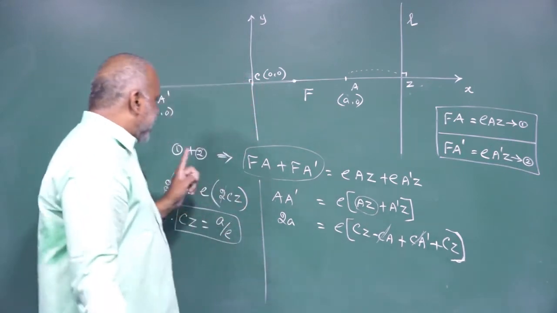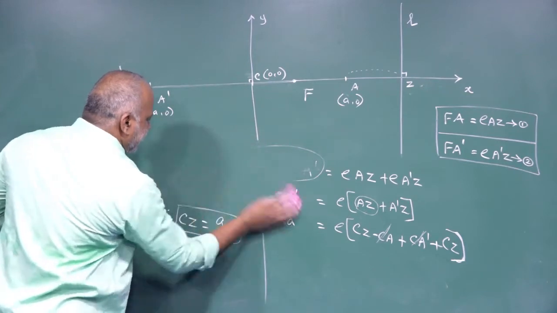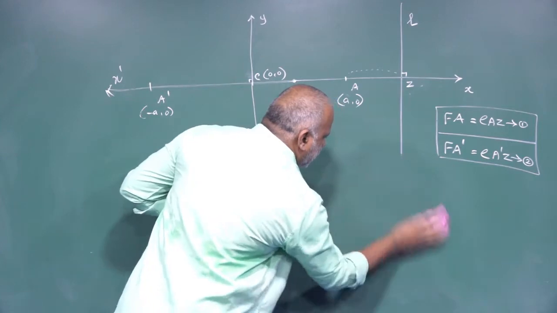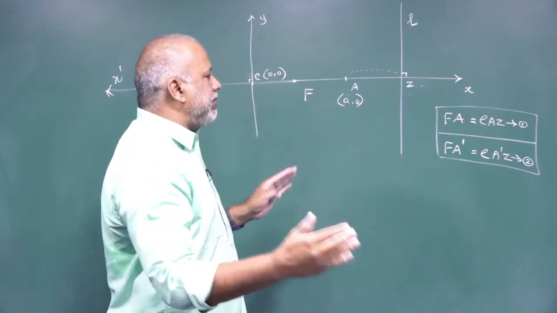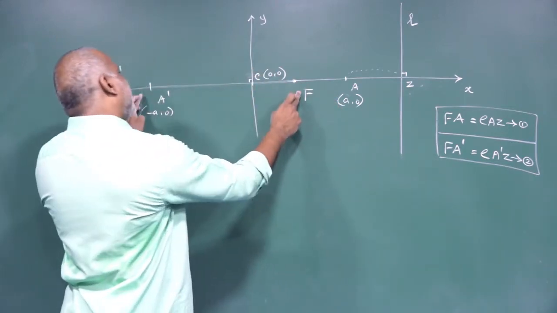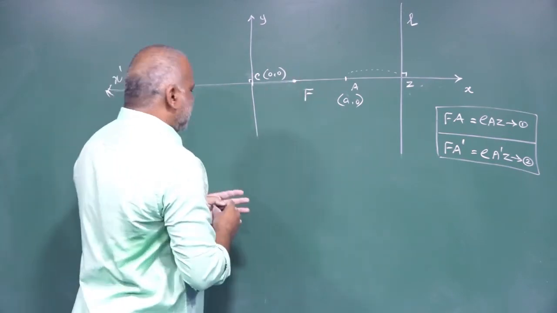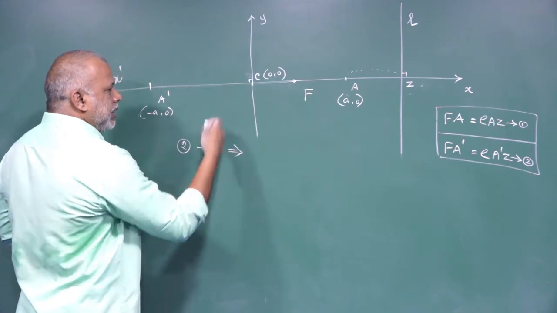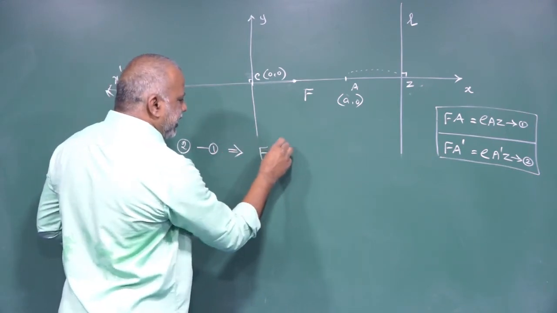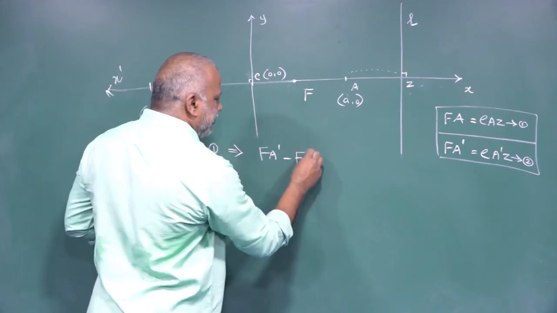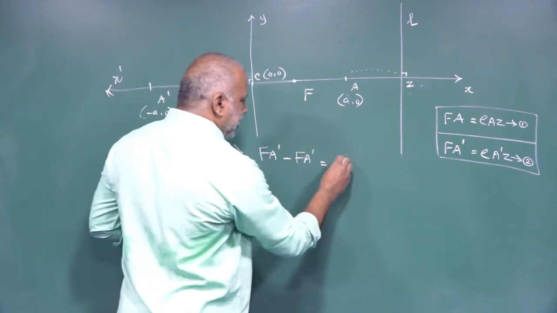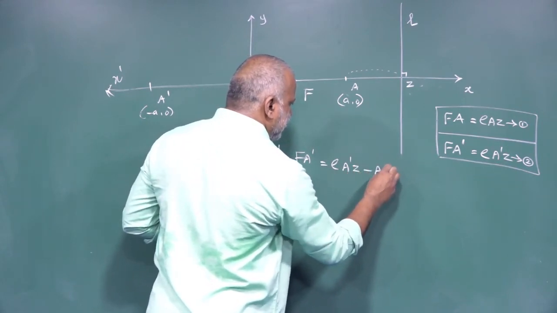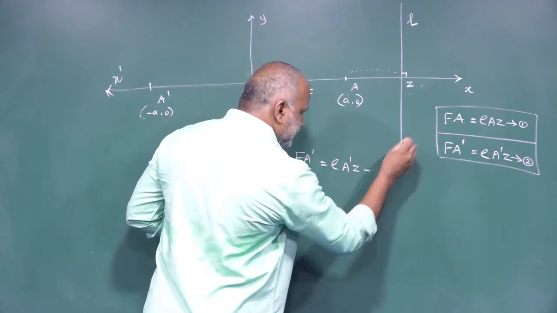After that, see here, instead of adding 1 and 2, in the same way, subtracting 2 and 1. Why are you taking 2? Because 2 is the bigger value. So FA dash, F here, A dash here. So 2 is the bigger value. So putting 2 minus 1. Here 2 means FA dash minus FA. In your RHS, E times A dash Z minus AZ. Sorry, E times AZ.